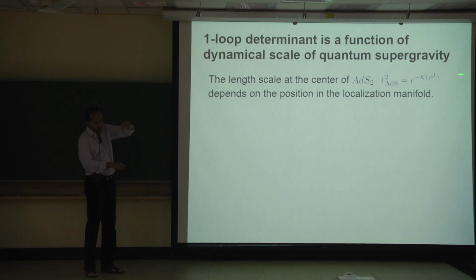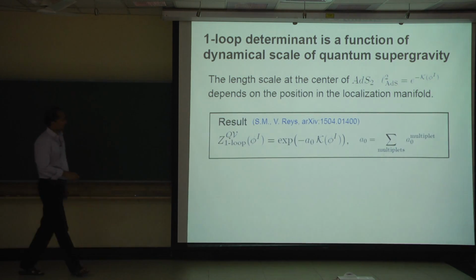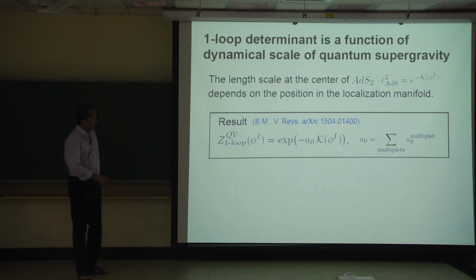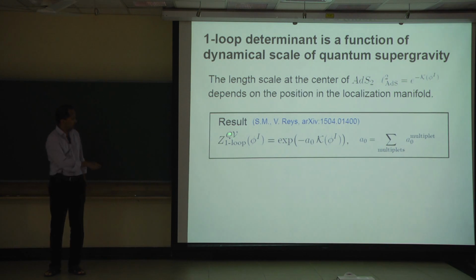And at the center of AdS2, where the localization coordinates are, this L square is given by e to the minus k as a function of the localization coordinates phi I. Okay, so it depends on where you are. And the main result is the following. We found, in this work with Valentin Reis, that the one loop determinant as a function of phi I is just exponential of minus a0 times k, this field k, where a0 is a number which is a linear combination over multiplets. For each multiplet, you can compute a0, and so that was the first part of the result.